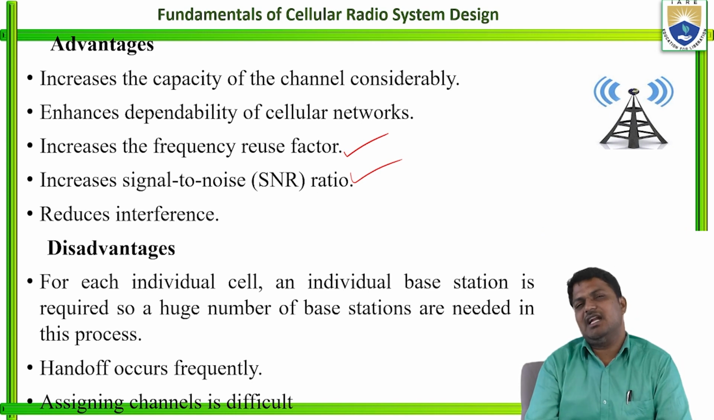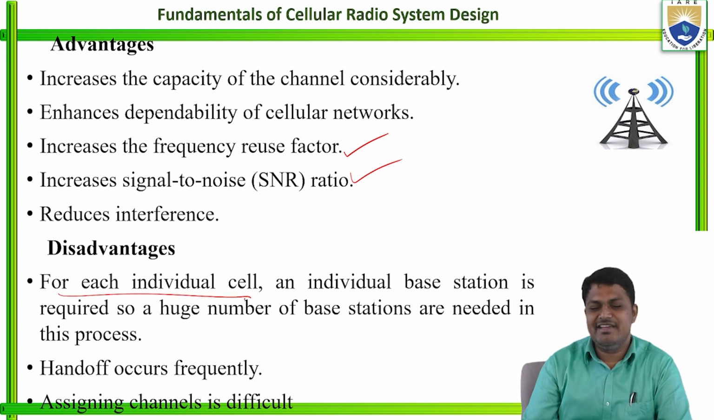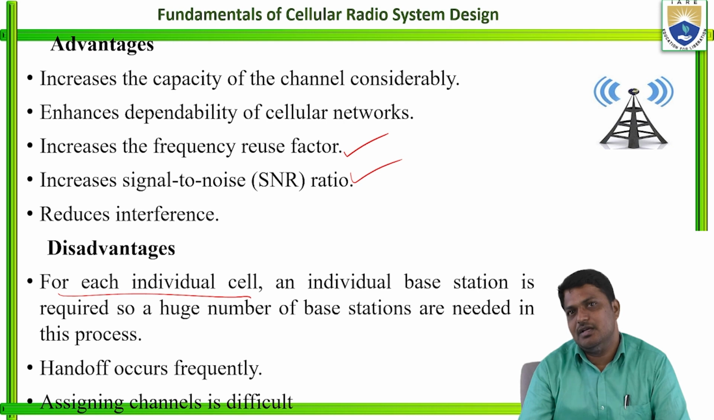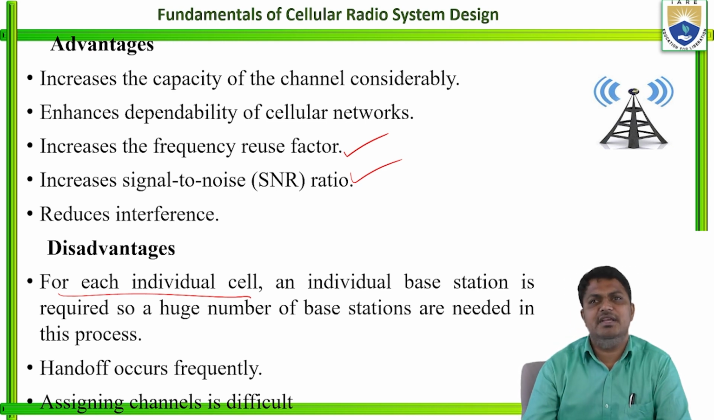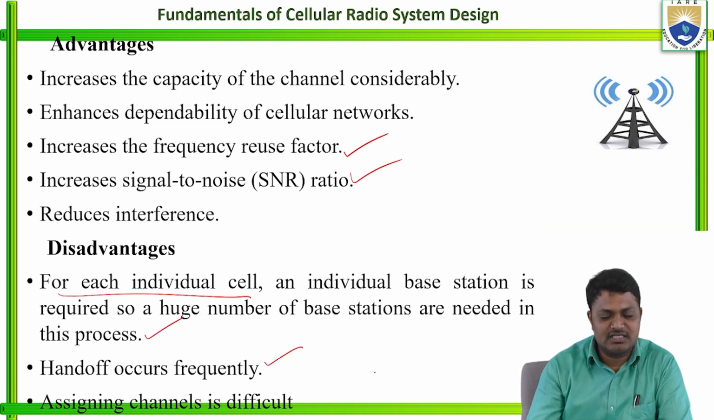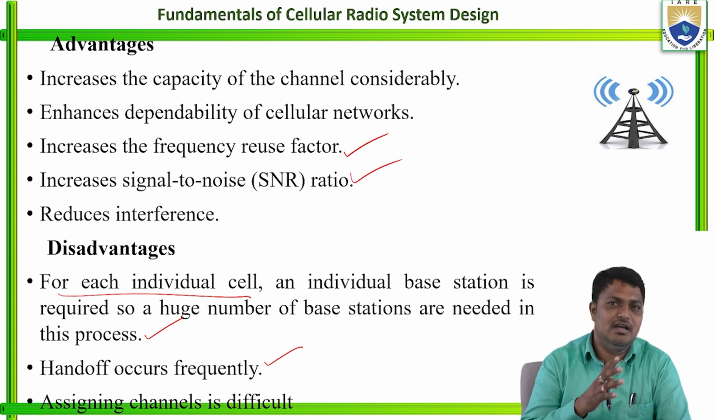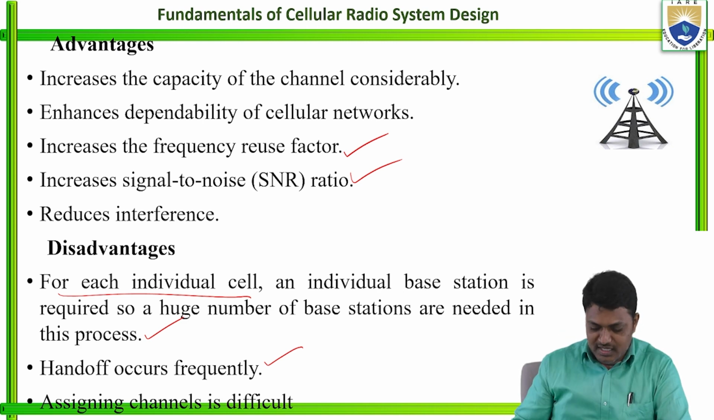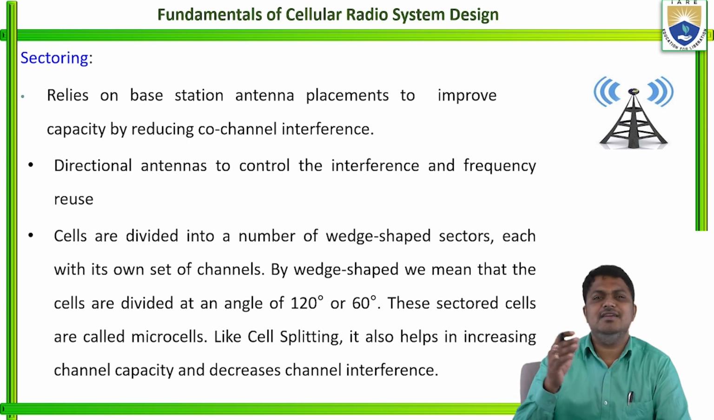The disadvantage of cell splitting is that for each individual cell we assign a base station, so a huge number of base stations are needed in this process, handoff occurs frequently, and assigning channels is difficult when we split the large cell into smaller cells.